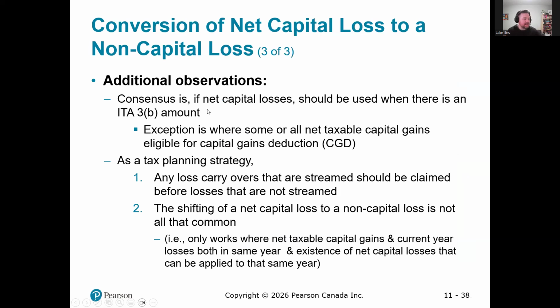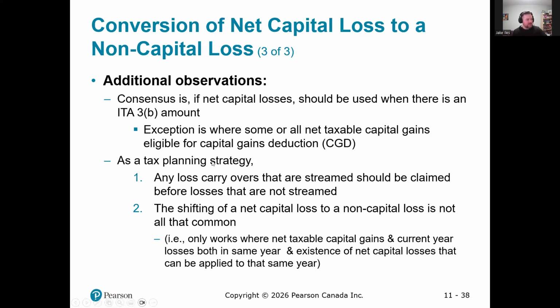So the consensus is net capital losses should be used whenever there's a positive amount of taxable capital gains. The exception is only when the capital gains will be reduced anyway through a deduction, but I'm not going to worry about that just yet.